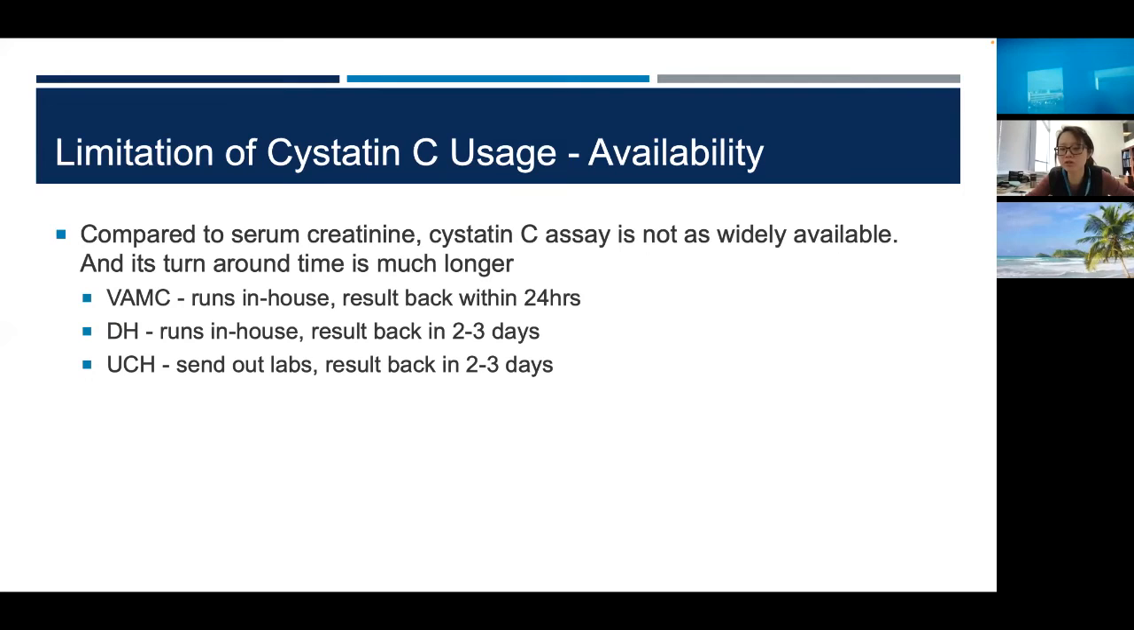Got it. And so you use it both in the outpatient and also in the inpatient settings, right? So what you're saying? Correct. Okay.